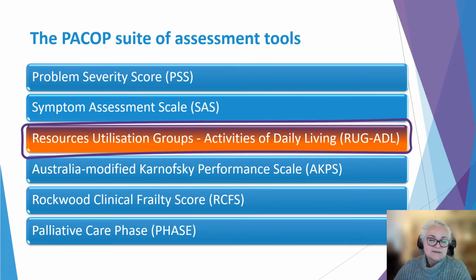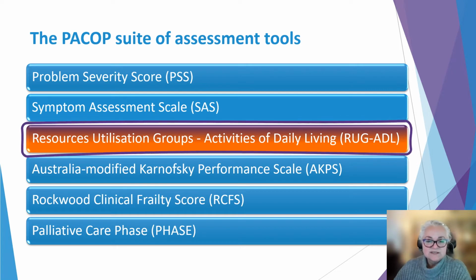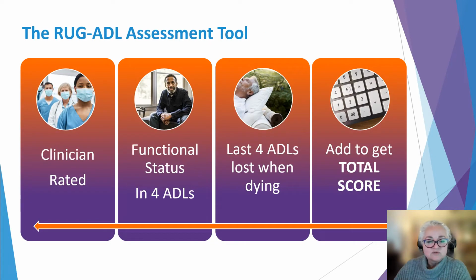The RUG-ADL's other name is Resource Utilization Group Activities of Daily Living. It's one of the 6 tools that we use in PACOP. The RUG-ADL is used in the profile collection in routine resident assessments every 3 months and in the outcomes collection when a resident is being monitored for end-of-life changes and it identifies their palliative care needs. Very good tool to assess resources required.